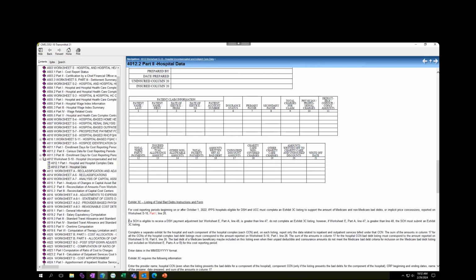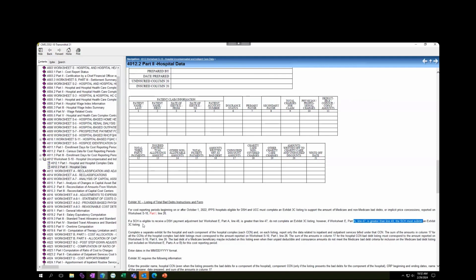However, if you read this instruction for both 3B and 3C, it says if a sole community hospital is eligible to receive an additional adjustment, but E-Part A line 48, which is basically your hospital specific payments, is greater than line 47, your federal payments, do not complete this listing. So you don't need to submit it at the time of the cost report submission. But obviously, if it's the other way around, you do need to submit it.